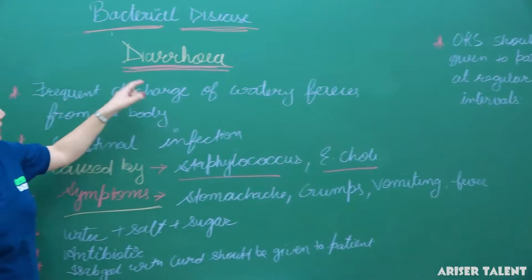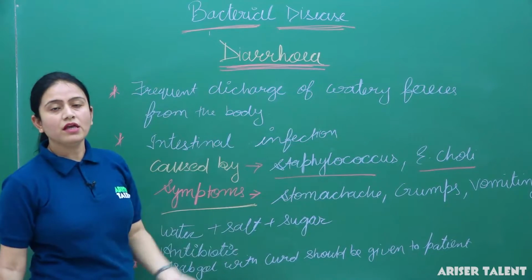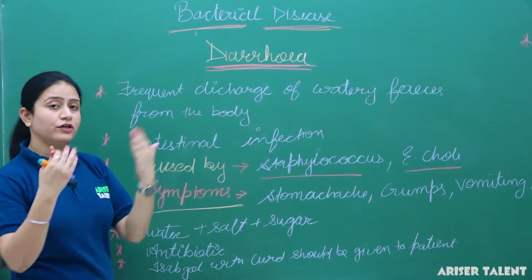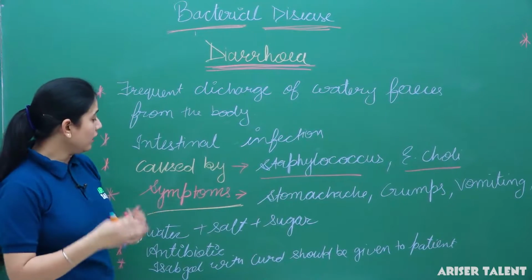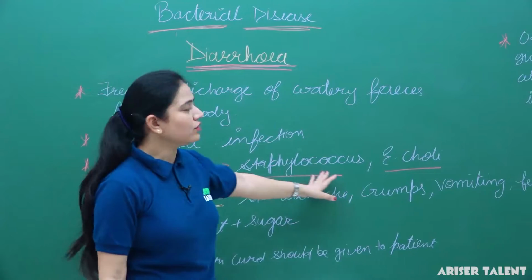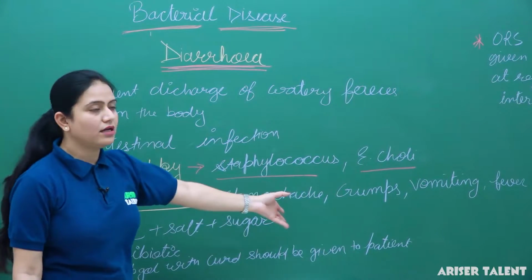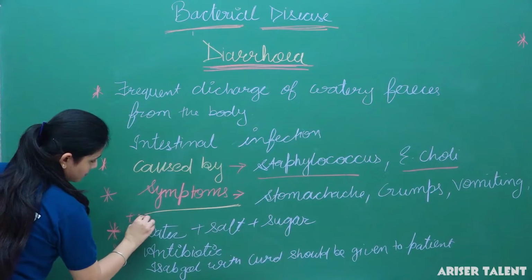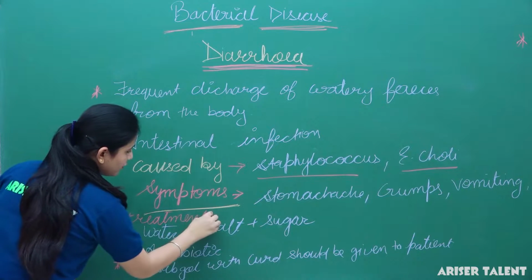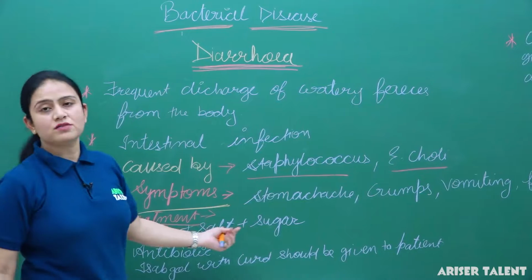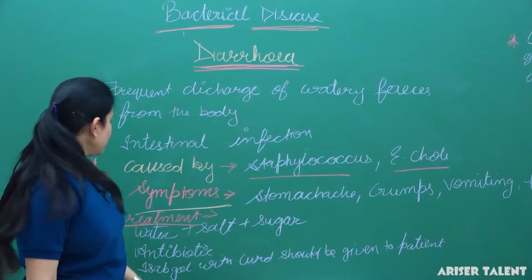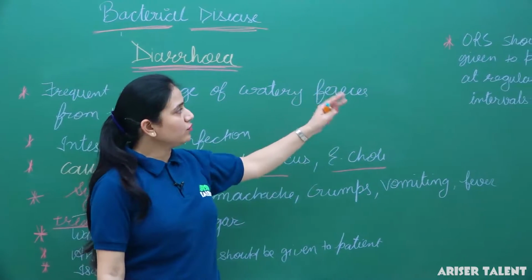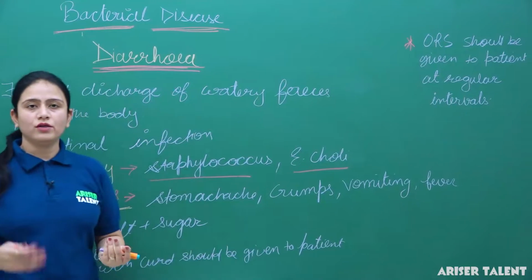So let's recap diarrhea. Diarrhea is frequent discharge of watery feces from the body, and if water is passing from the body continuously, there will be a lack of water. So the patient should have water at regular intervals. It is caused by Staphylococcus and E. coli. Symptoms: stomach ache, cramps, vomiting. Treatment: water plus salt and sugar solution, antibiotics, isabgol with curd to get relief, and ORS solution at regular intervals.